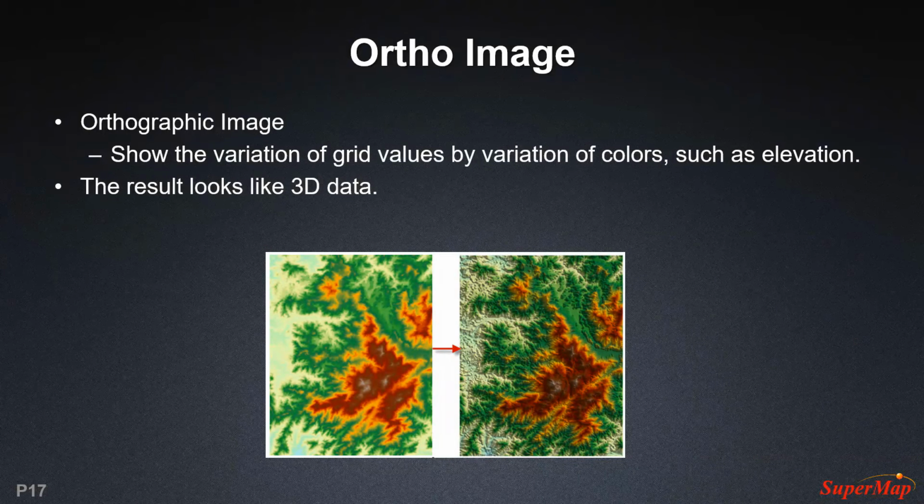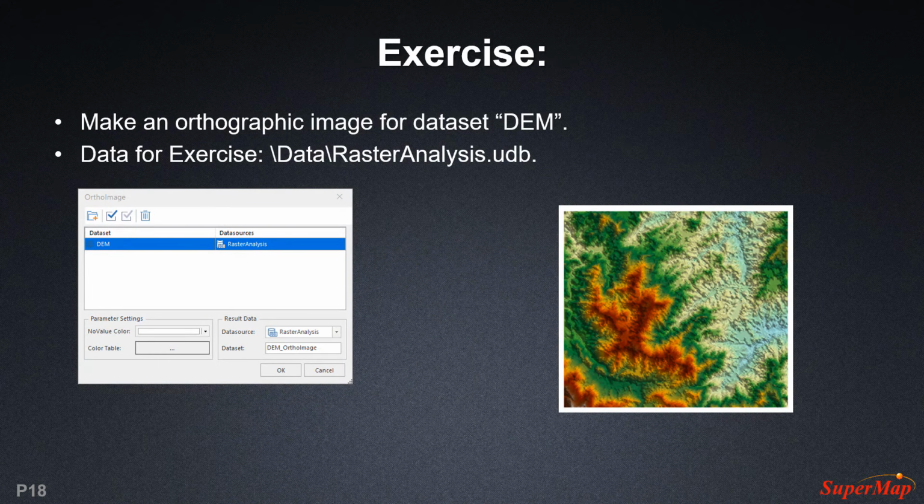So moving swiftly on, we have our ortho image or orthographic image, which shows the variation of grid values by variation of colors, such as elevation. Now the result of an orthographic image looks like 3D data. So our exercise for this is to make an orthographic image for dataset DEM. So let's go ahead and do this.